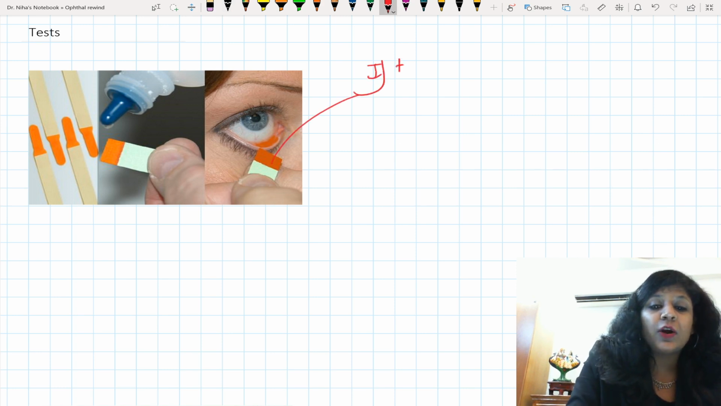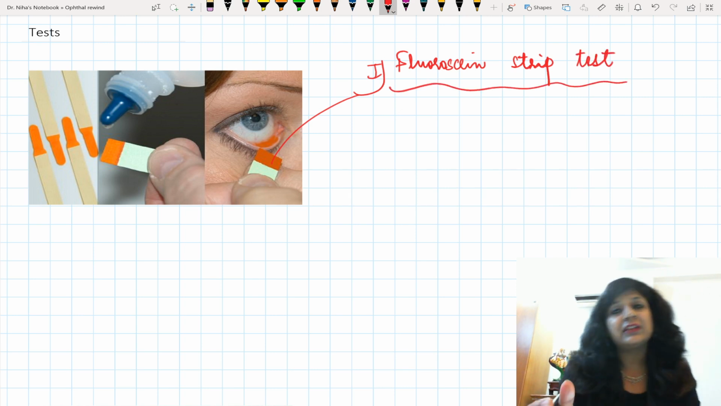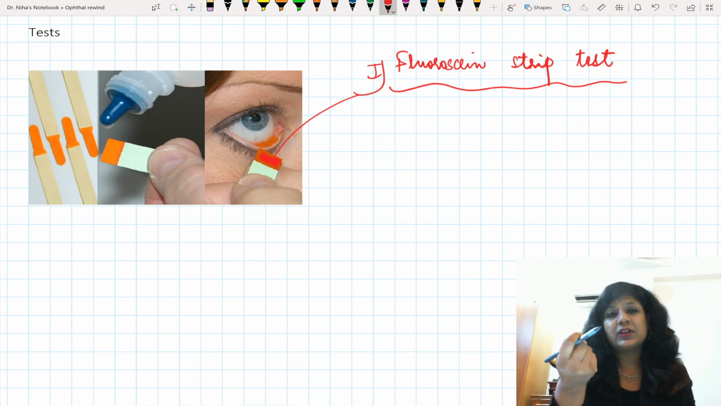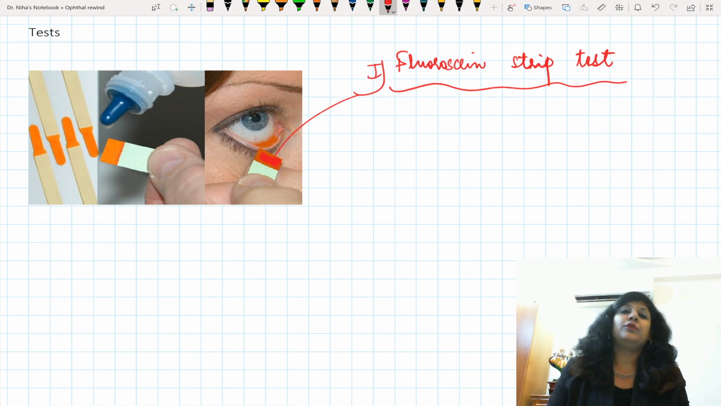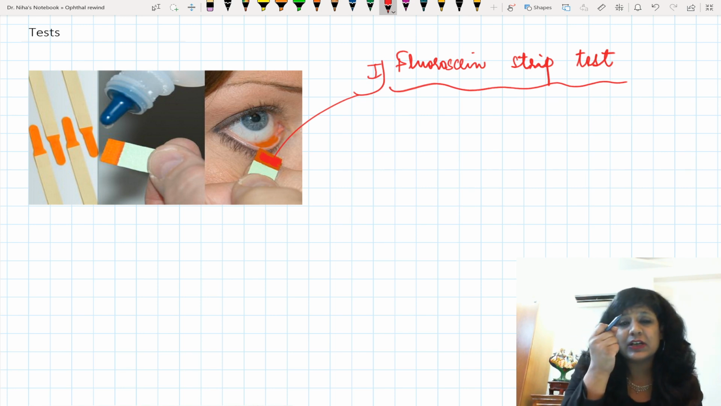So this is called the fluorescein strip test. I think this is a simple test and everybody must have seen these fluorescein strips. This orange one is the fluorescein stain. We just instill a few drops of antibiotic solution over this, and slightly touch it in the fornix, and we ask the patient to blink the eye.